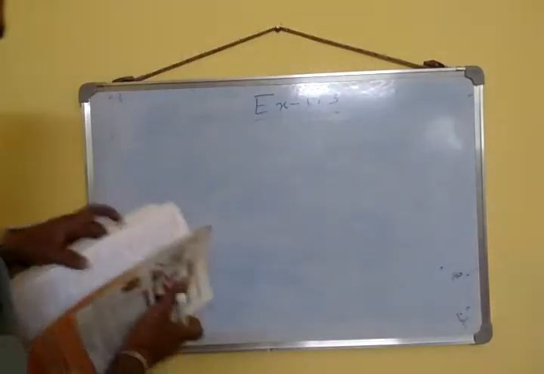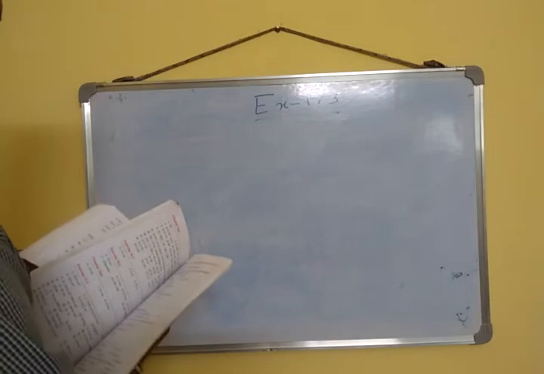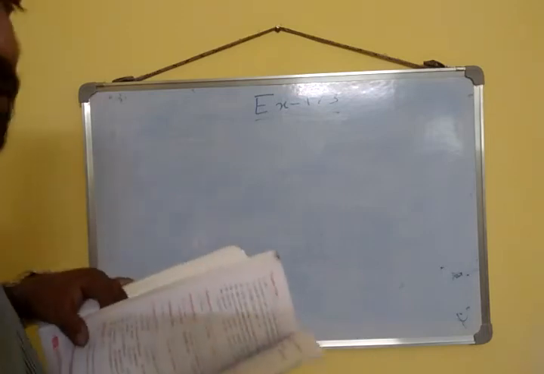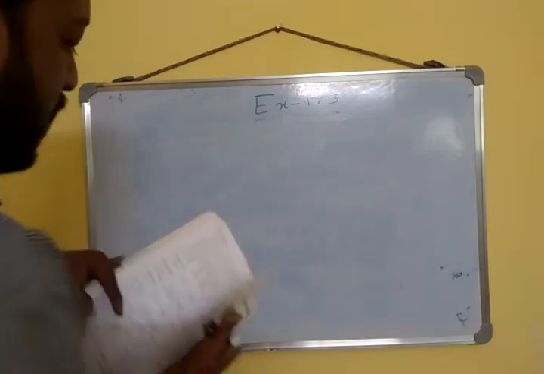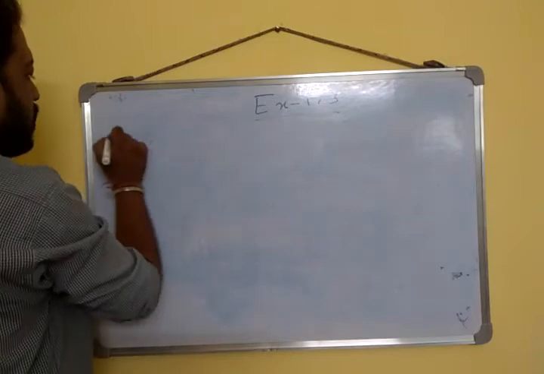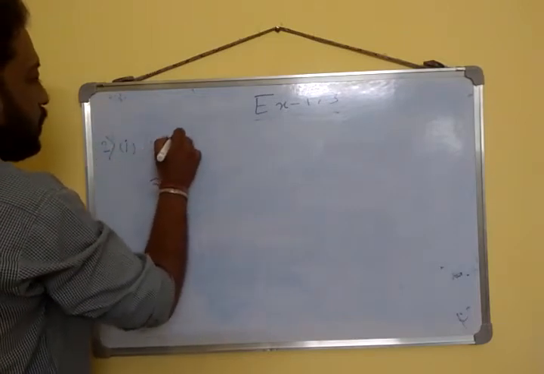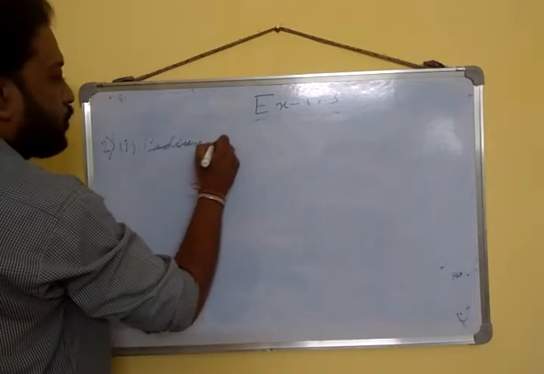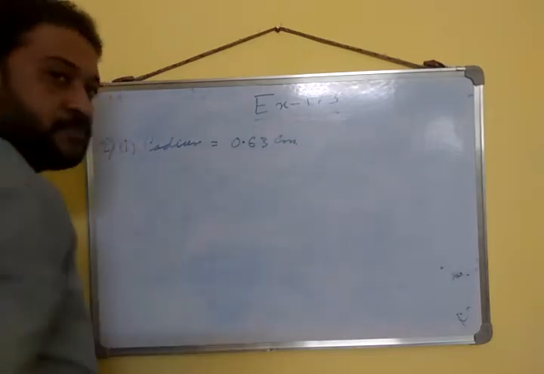Now we are moving to the next one. Find the volume of the sphere if the radius is given. You have to find out the volume of the sphere if the radius is given. Radius is given 0.63. It is 2, 1. Radius is given 0.63 centimeter.